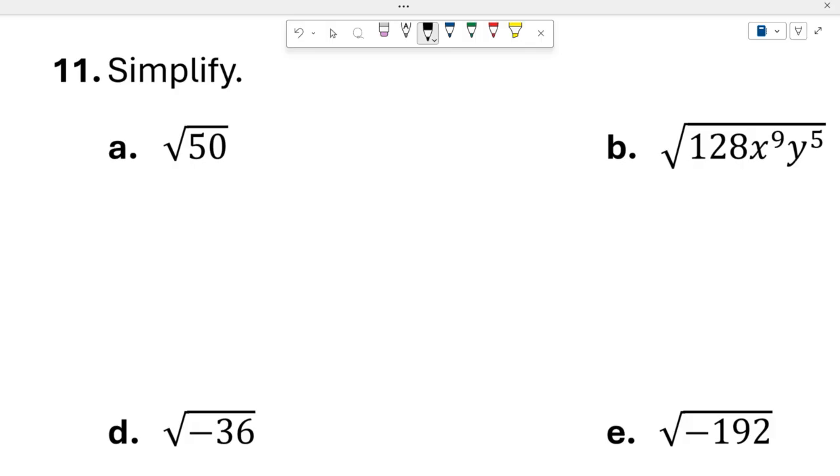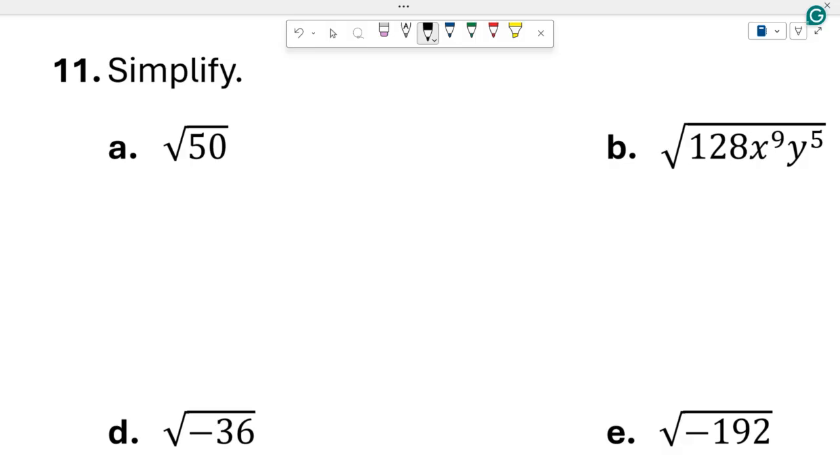So for 11a, we have root 50. Now, as a side note, when you see a root and there is no number in the top left, there is an invisible 2. Every single time you've seen a square root in your life, there has been a 2 in the upper left-hand corner. However, square roots are by far the most common roots, so to make things simpler, for a square root we don't write the 2, but it is there. So I want to simplify the square root of 50.